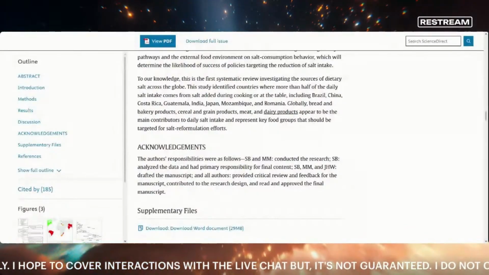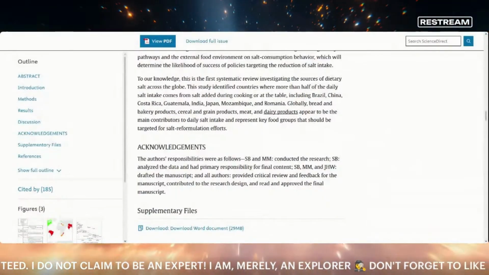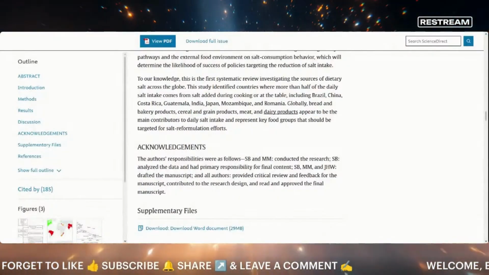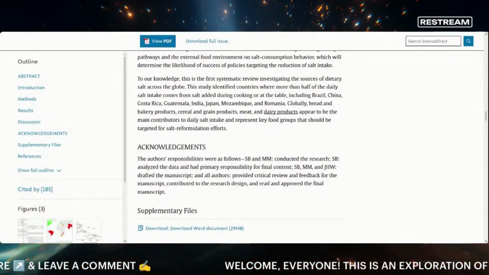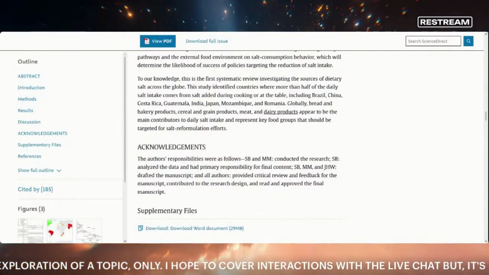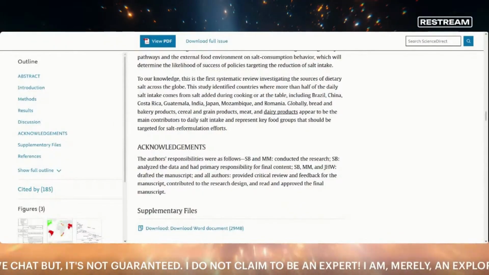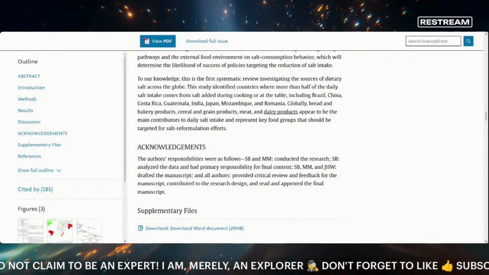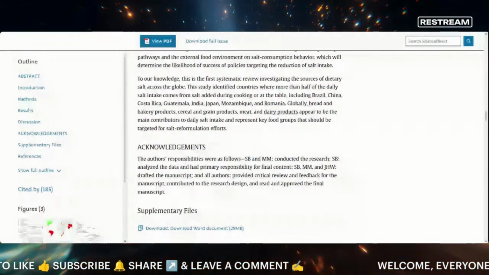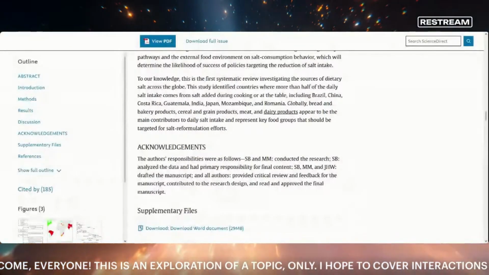Globally, bread and bakery products, cereal and grain products, meat and dairy products appear to be the main contributors to daily salt intake. Key food groups that should be targeted for salt reformulation efforts. So at this point, I have to say that bread and bakery products are grains that have been ground down, okay? But they're basically whole foods. They come from plants that grow in the ground, the eggs that might go into them, the butter that might go into them, that's animals, somewhat from the ground, right? And so that's mentioned in the meat and the dairy product as well. Cereal and grain products, again, they come from the ground. So they should have a natural amount of salt in them.